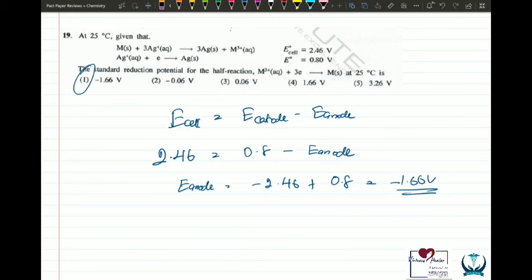Here we decide the anode and the cathode by the standard cell equation. Here M has undergone oxidation. Oxidation happens at the anode, so that is what we need to find, whereas silver has undergone reduction. Therefore silver is the cathode.